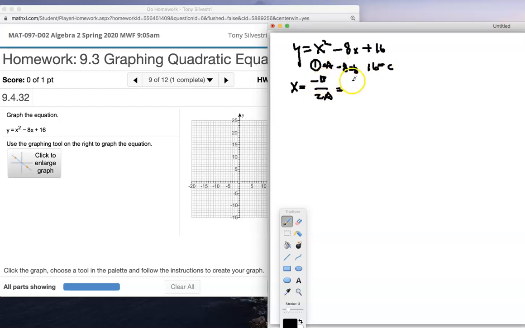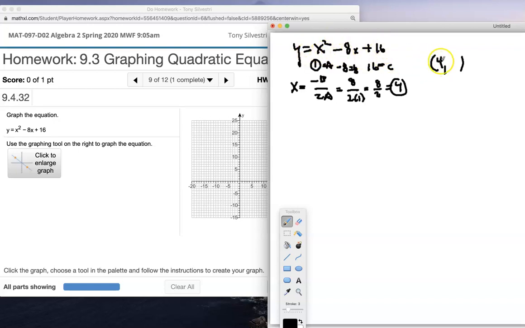Negative and negative 8 is 8, divided by 2 times 1. 2 times 1 is 2. 8 over 2, which is 4. So don't get too excited, because all you've done is calculate half the point. We know the vertex is going to occur at x equals 4, but we need the corresponding y. Not hard to do. Here's your formula.